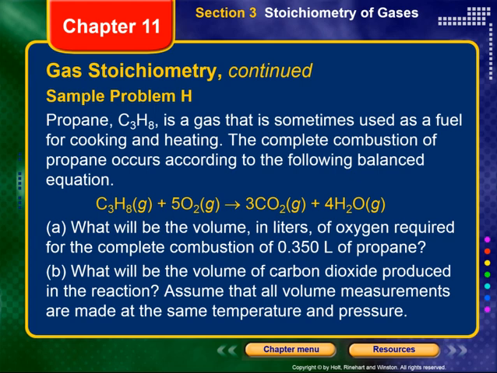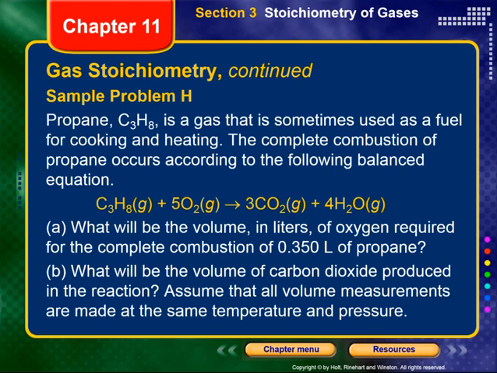There's a sample problem. Propane, which is C3H8, is a gas that is sometimes used as a fuel for cooking and heating. You guys have heard of propane. The complete combustion of propane gas, right? And you guys know what combustion is. It occurs according to the following balanced equation. Oh, how nice of us, we're actually giving you the balanced chemical equation.